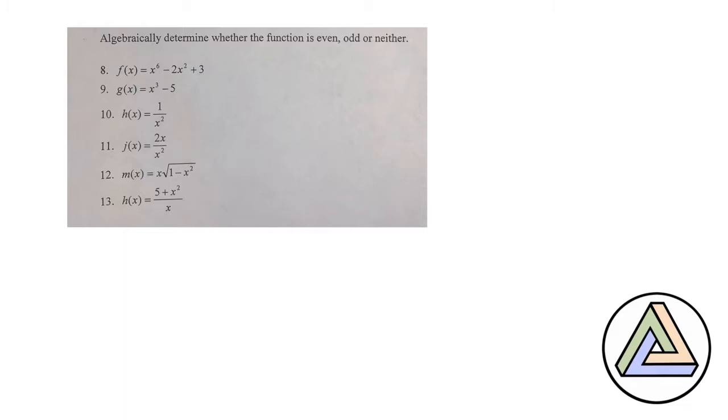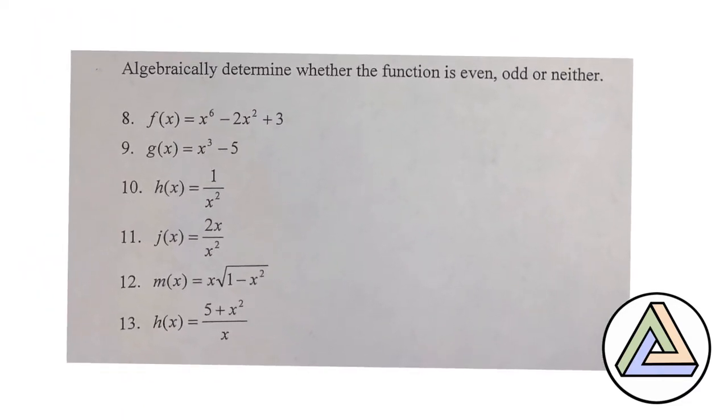Okay, so let's see if we can apply those rules here. Looking at x to the 6 minus 2x squared plus 3, hopefully my student realizes that that's even based on the previous rule. How do I know? All of the exponents hovering above the x's are themselves even. It's okay if we have a constant, that's fine. Even. Next one, x cubed minus 5.